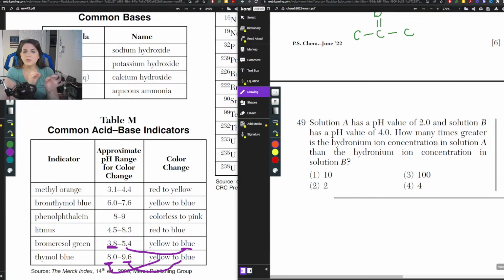Now, the difference between 2 and 4 on the pH scale is a 10 and another 10 because it's 2 jumps. You have to go from 2 to 3 and then from 3 to 4. So that's why the concentration is not 4 times, it's 100 times. It's 100 times greater in the 2 than it is in the 4 because it's 2 jumps on the pH scale. And again, each jump is representing a 10-fold difference because it's a logarithmic scale.